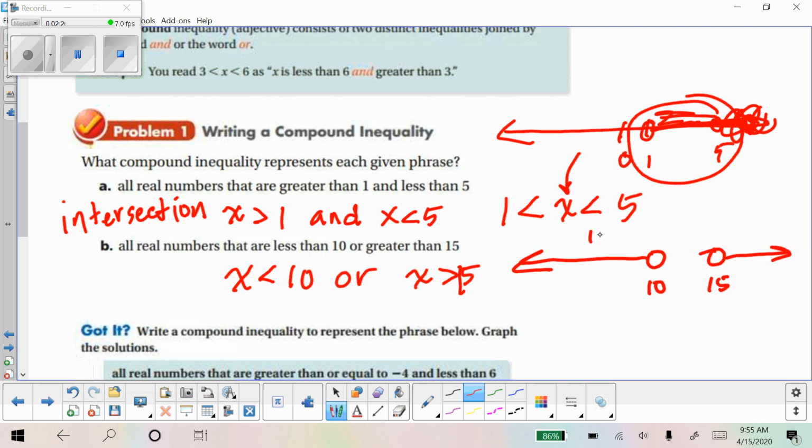So we actually have two parts of the inequality here. When you get a situation like this, it's called a union of the two. And there's no way to write that any simpler. You have to use the two different inequalities to represent that.